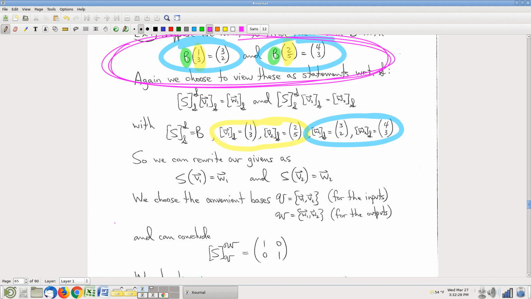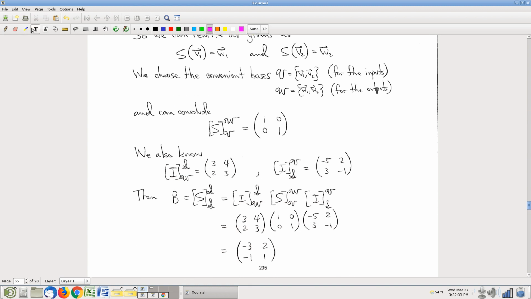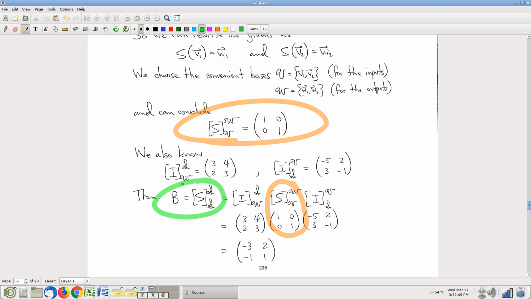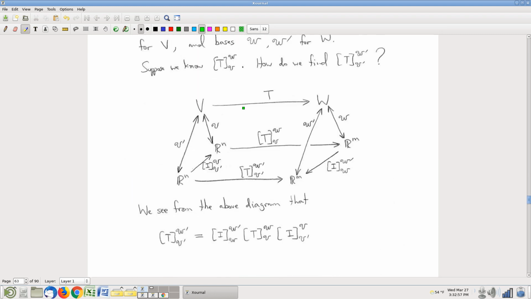I have S with respect to my chosen bases. I want S with respect to the given bases, standard basis. And I convert by this formula over here that the matrix I want is this product like this.